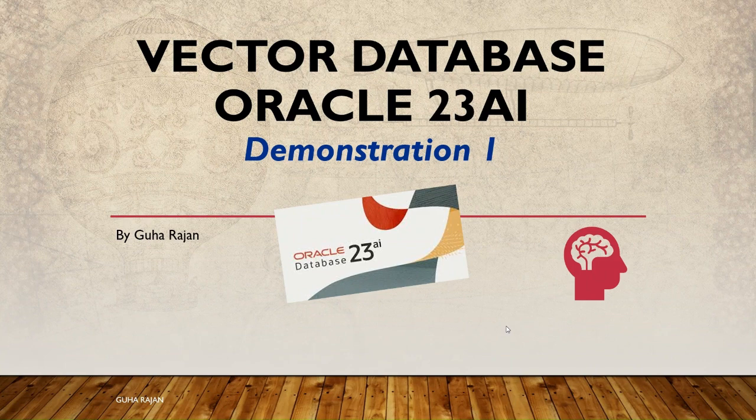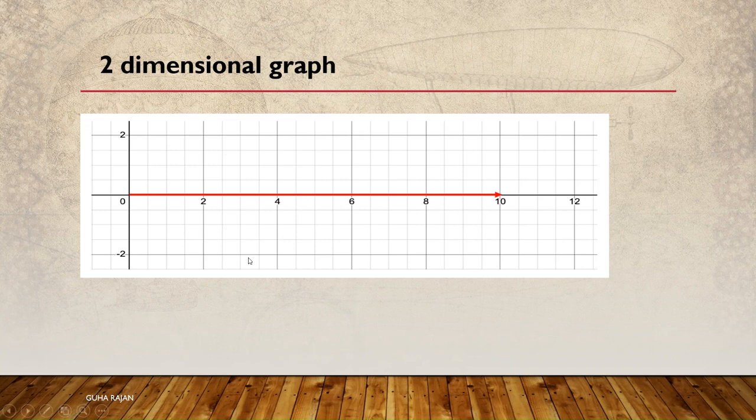So that's where I thought of the Oracle 23 AI. Let me give a brief demonstration about the 23 AI database, which is actually a vector database. If you look at the vector database, let's take an example of a two-dimensional graph. There is one point over here at 0, 0, and then it goes up to a distance of 10. So 10, 0 on the x-axis, and the y-axis will continue to be 0.